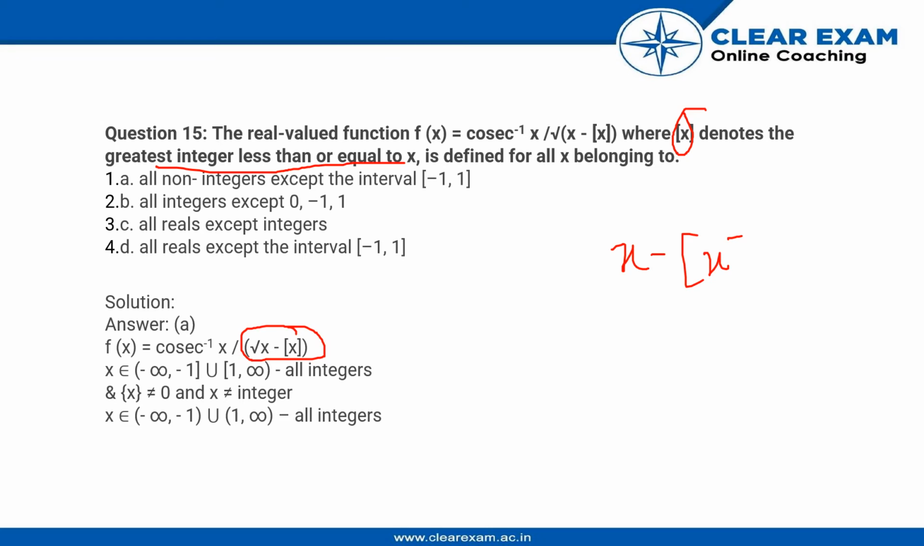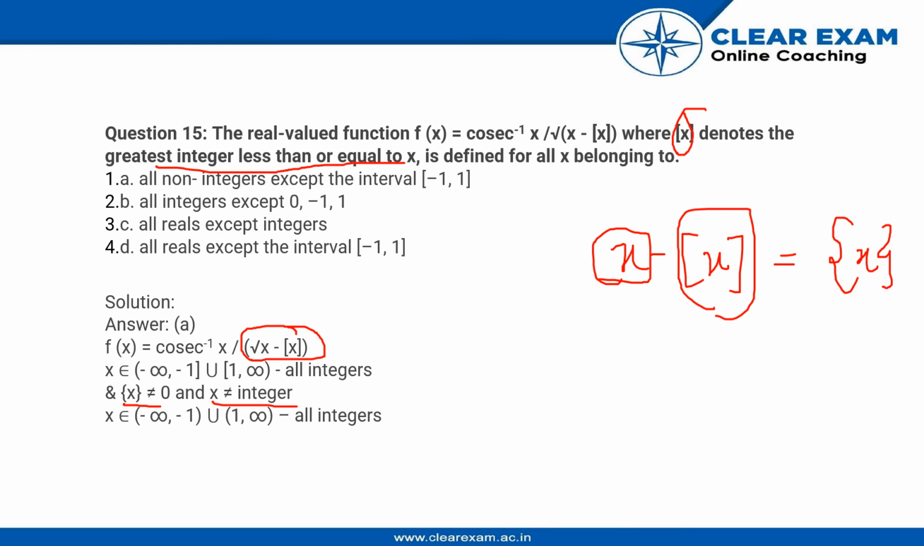And we know that if you remove the greatest integer part from a number, what is remaining is the fractional part, and thus the fractional part cannot be 0 and thus x cannot be an integer. The only thing that will make it an integer is if this is equal to 0, and we know that the fractional part cannot be 0, so x cannot be an integer.